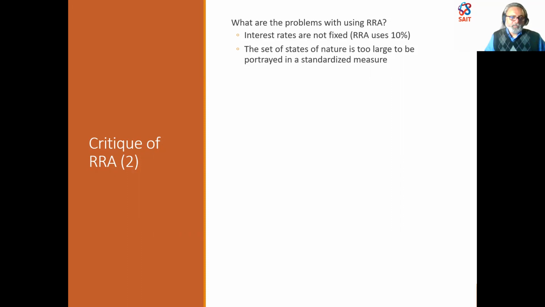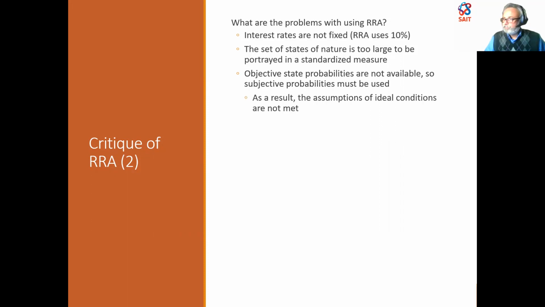So one wonders how useful those numbers are. We don't have state probabilities that are objective enough. So the basic assumptions under which ideal conditions calculations can be performed are not met in real life. Right? Real life does not behave as if ideal conditions were in play.